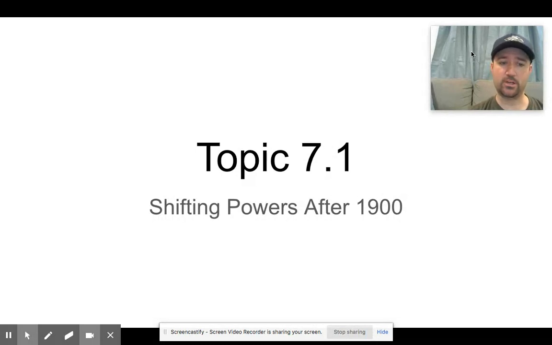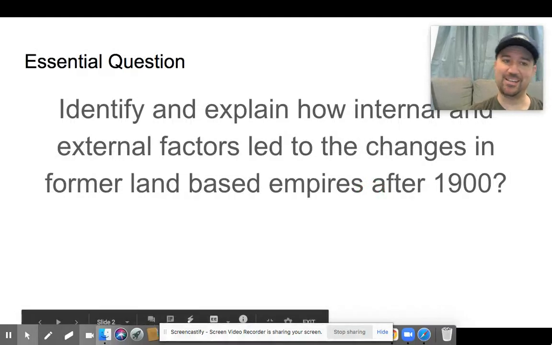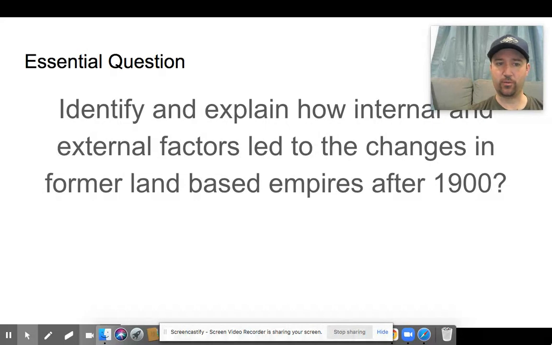But today we're going to talk about the shifting powers after 1900 and how things have changed, especially in some of those former land-based empires that we've talked about going back all the way to Unit 3. So the central question for today is: identify and explain how the internal and external factors led to the changes in former land-based empires after 1900.